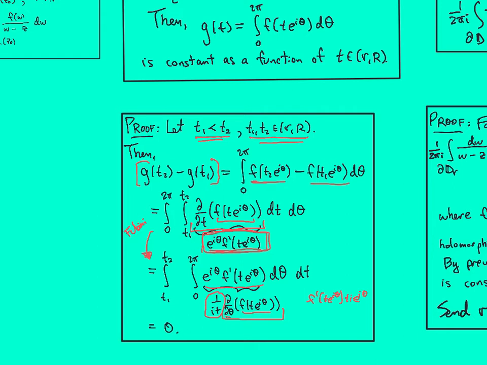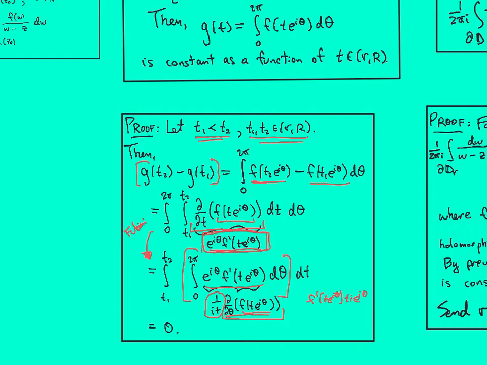But now what are we doing on the inside integral? We're integrating a derivative with respect to theta from 0 to 2 pi. And so you'll get the difference of values at 0 and 2 pi, but since e to the I theta is 2 pi periodic, you get the same value at 0 and 2 pi. So this inside part is always 0. And therefore, we get that g of t2 is always equal to g of t1.